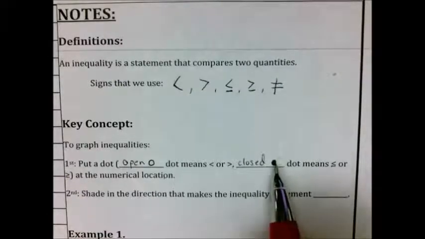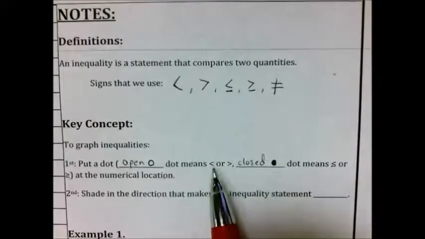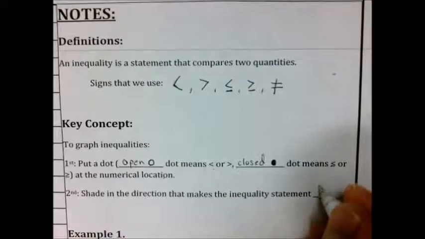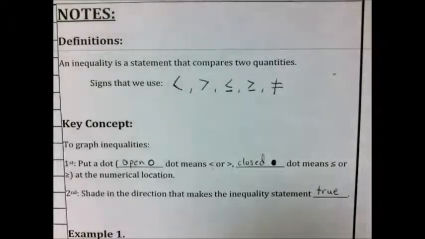So the way that you like to think about this is open. It's open because it does not include. It's closed because it does include, okay? So after you've put the dot where the numerical location is, then the second step is to shade in the direction that makes the inequality statement true. Okay, let's go ahead and use those two steps in order to solve example 1.